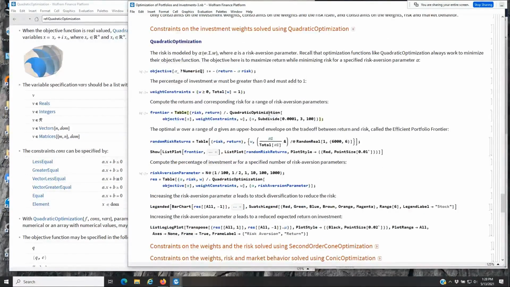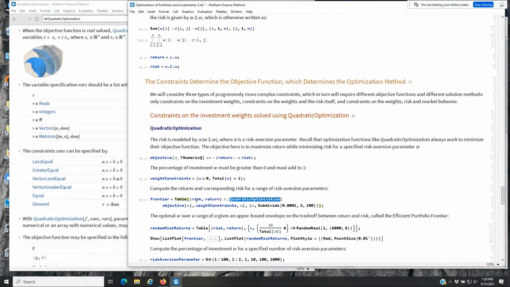So now we're going to do quadratic optimization of the objective function. We've got an additional parameter here, and we've got our weight constraints. Remember what we're using here is that I want to get back the risk and return, and they're both functions of W, the weights. So W is the variable here, and it's a vector. We've also got alpha, which is a parameter, so I need some values for alpha. I'm going to set up a table for a range of values of alpha.